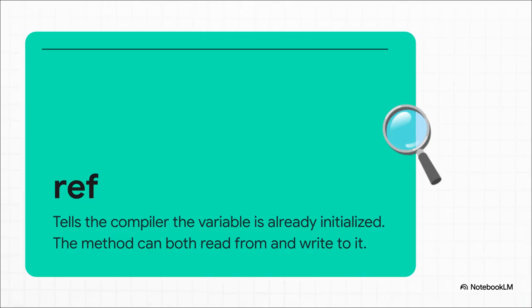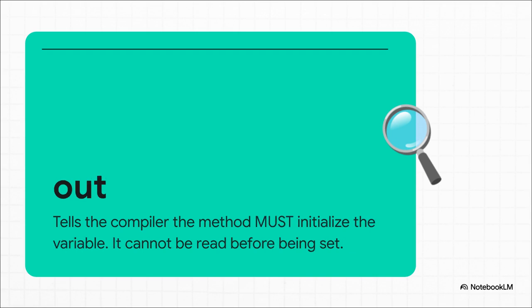So when you see ref, you should think this variable already has a value. The method is free to read it, to change it, to do whatever it wants. It's a two-way street. And when you see out, that's a guarantee. The method is making a promise. It's saying, I don't care what you give me, I promise I will give this variable a value before I finish. And the compiler holds it to that promise.